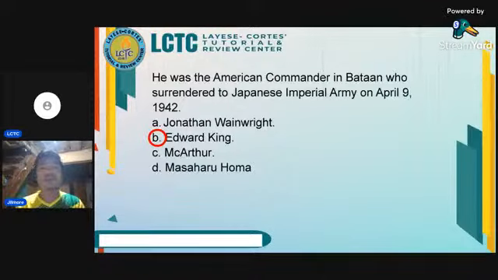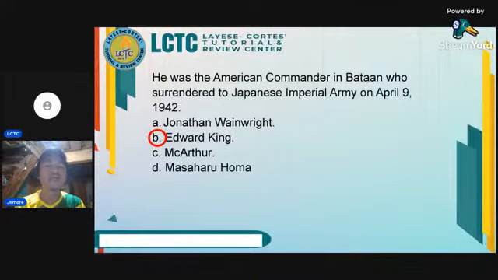Now, let's go back to the American period. During the American War and the Japanese War, he was the American commander in Bataan who surrendered to the Japanese Imperial Army on April 9, 1942. Okay? And his surrender led to the Bataan Death March, right? Okay. So he was the commander: Jonathan Wainwright, Edward King, MacArthur, or Masaharu Homma? Edward King. Bataan Commander, Edward King. Corregidor, Jonathan Wainwright. Okay. MacArthur was in Australia during this time when Bataan fell and Corregidor surrendered.